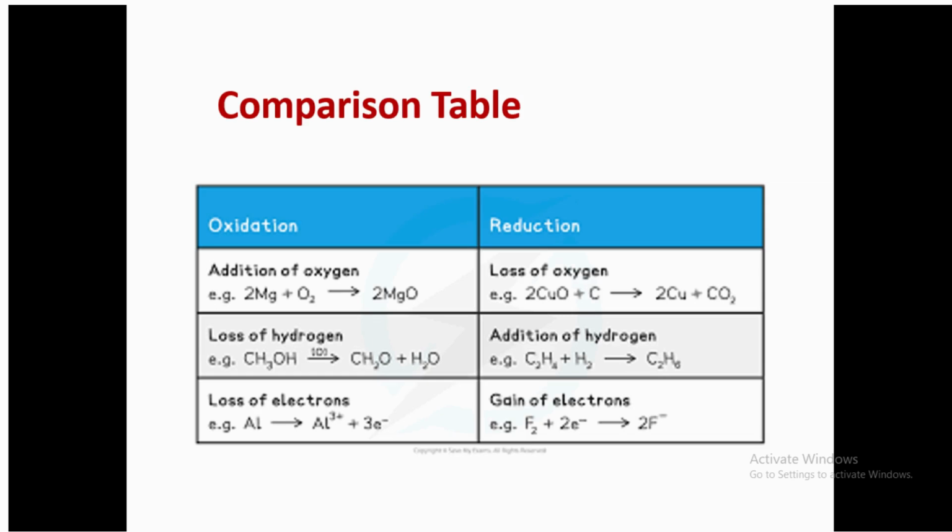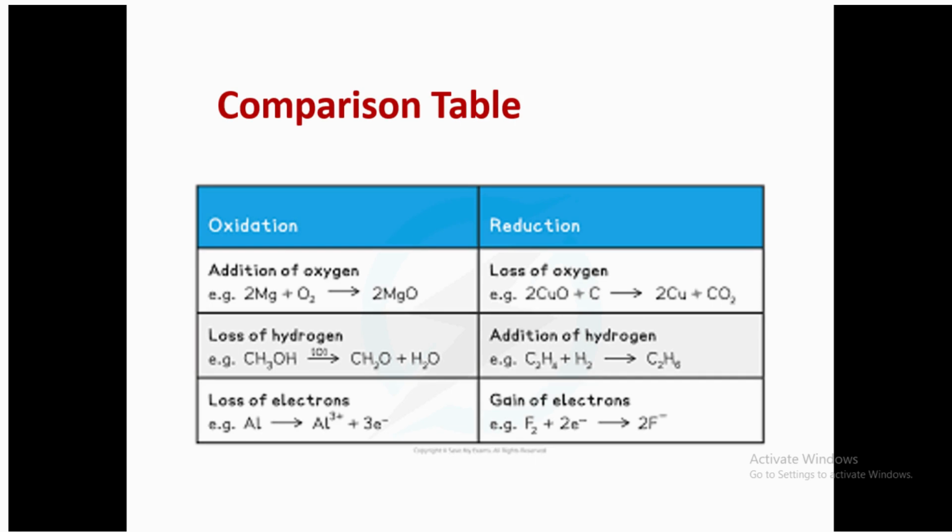There is a comparison table showing the oxidation and reduction processes. Oxidation is the addition of oxygen. When two molecules of magnesium have oxygen added, they become magnesium oxide. In reduction, there is the loss of oxygen, like two molecules of copper oxide reacting with a compound, so they release the oxygen atom in the form of carbon dioxide.